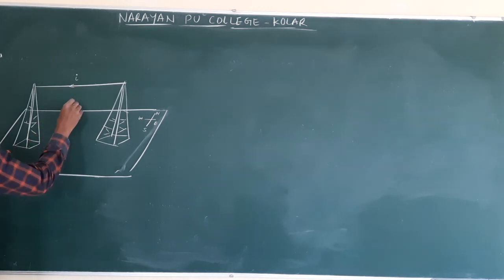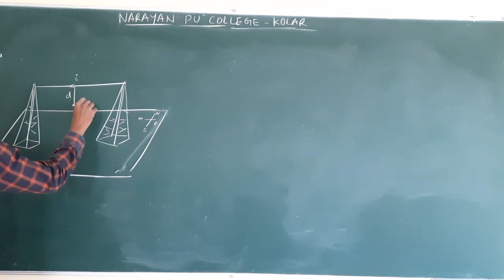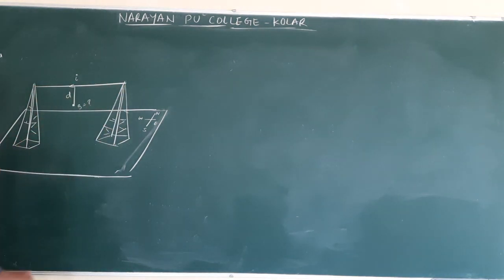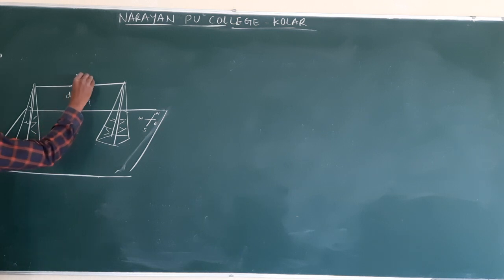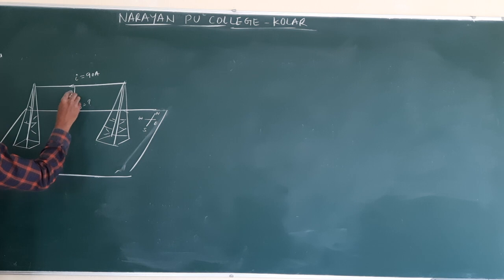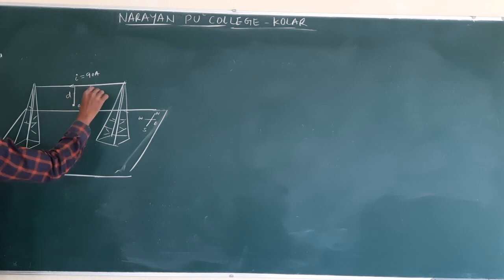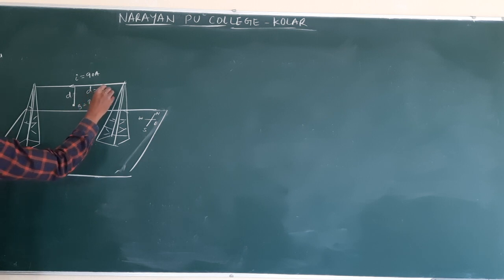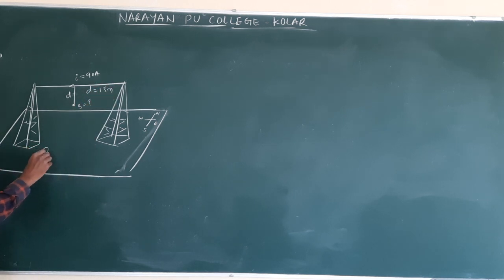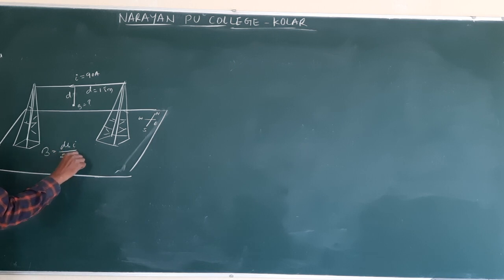In this downwards B. They are asking B. Again it is infinite. Current is given as 90 amperes. Distance is given as this D. This D is equal to 1.5 meter. What would be the formula? B is equal to mu naught I by 2 pi D. Same formula. But we need to find the direction.